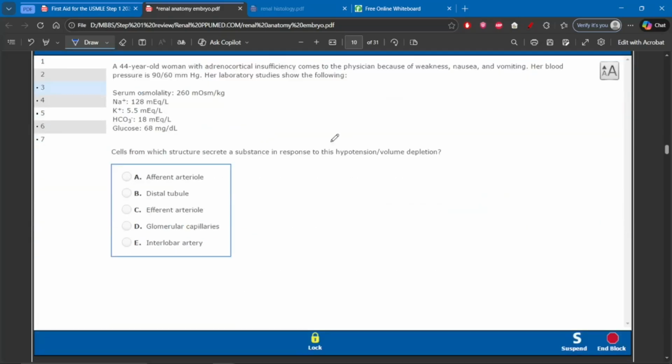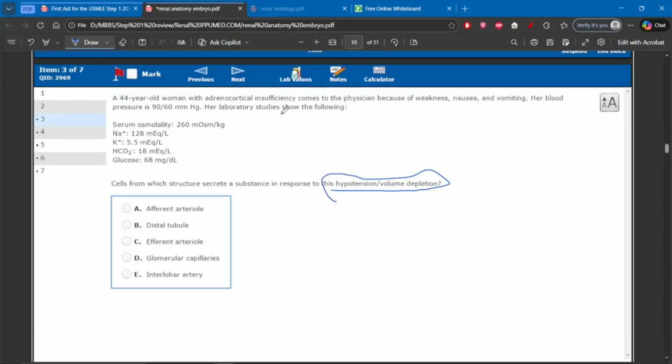But moving forward, cells from which structure secrete a substance in response to hypotension and volume depletion? A 44-year-old woman with adrenocortical insufficiency comes to the physician because of weakness, nausea, and vomiting. Her blood pressure is 90 by 60. Her lab studies show the following: serum osmolality 260, sodium 128, potassium 5.5, which is high, bicarbonate 18, glucose 68. Basically, they're just asking that this patient has hypotension and volume depletion, so which structure releases a compound?